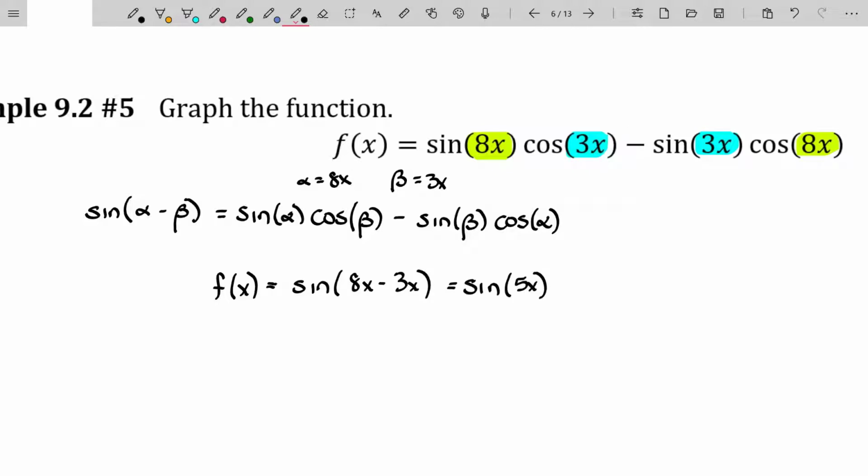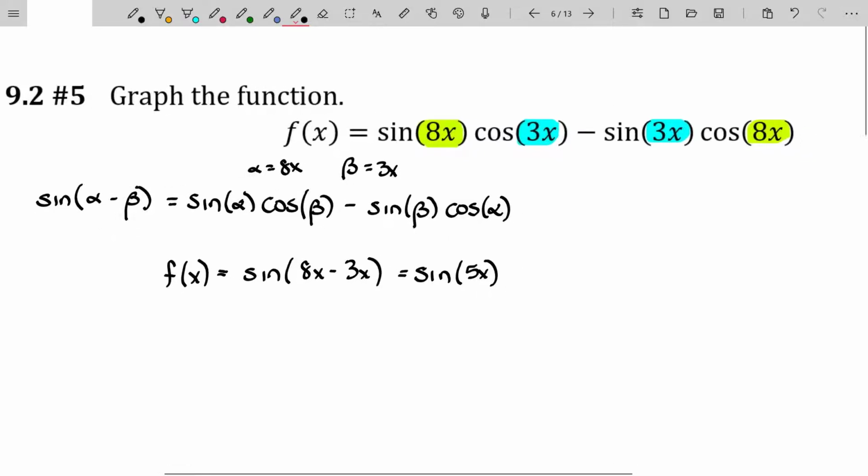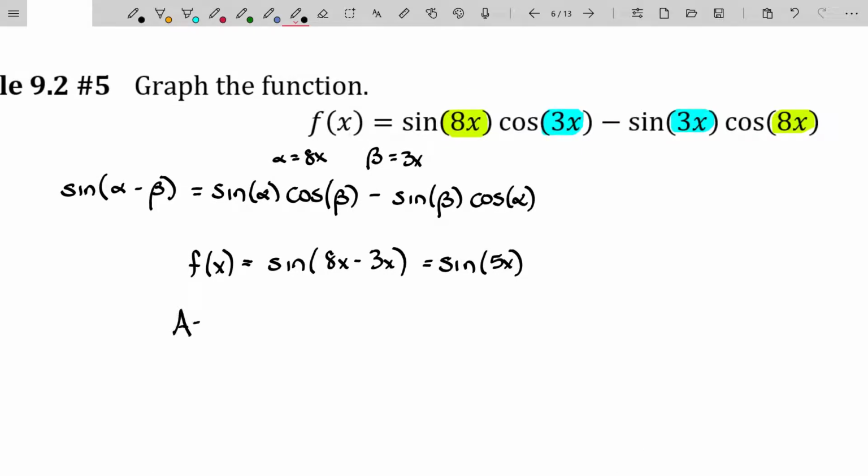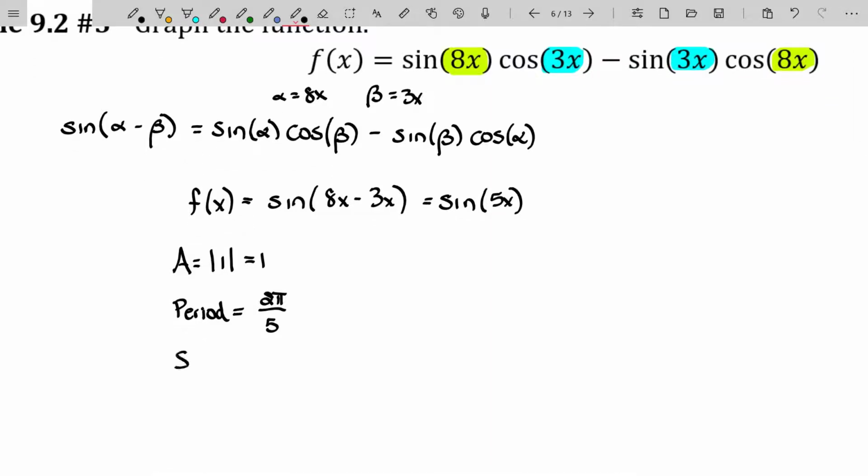And we were asked to graph this, so let's go ahead and just graph it. Its amplitude is the absolute value of its coefficient, which is 1. Its period is 2 pi over the coefficient of x, which is 5. The step size is the period divided by 4. It just allows us to plot points easily for graphing. So that's 2 pi divided by 5, and this is all over 4. So that's going to be pi over 10. That's what that reduces down to.